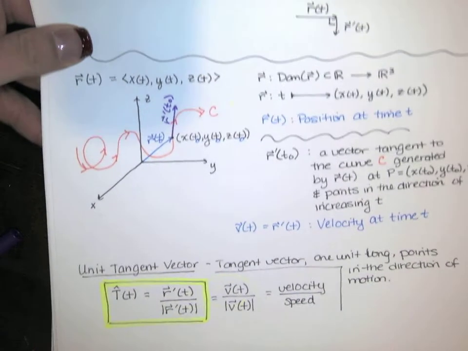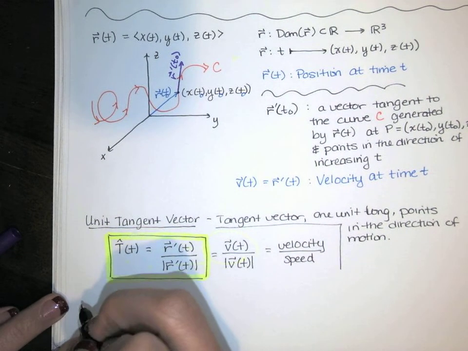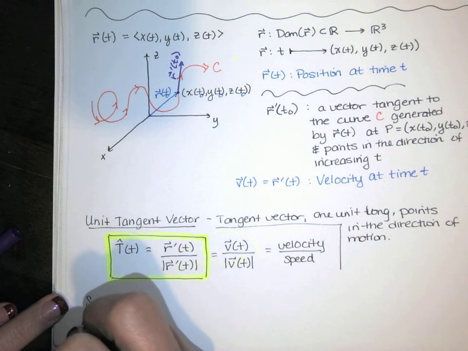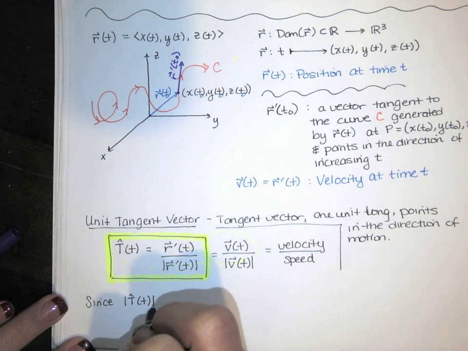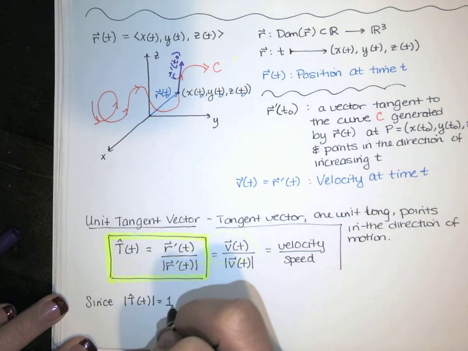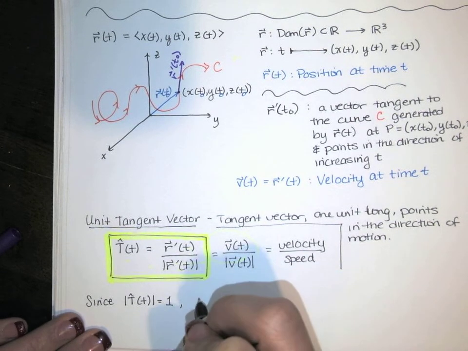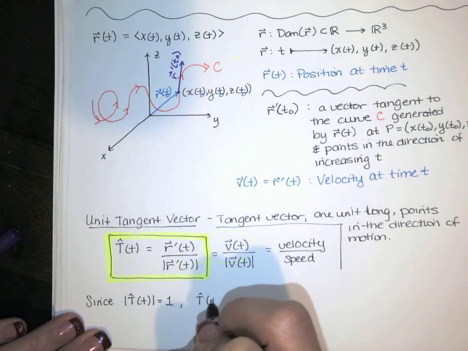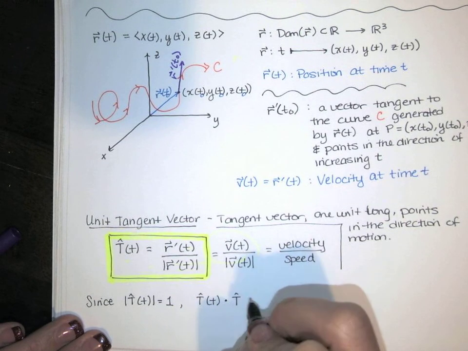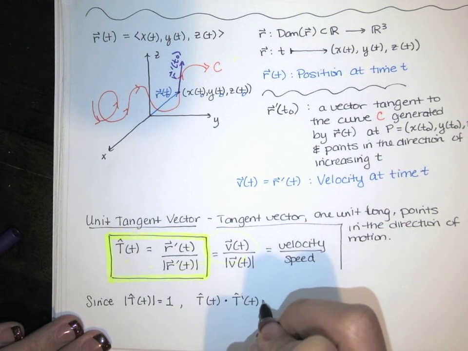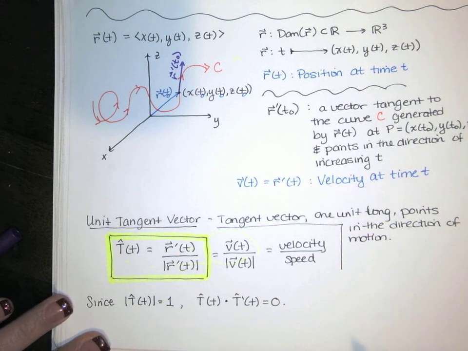So applying that to our unit tangent vector, since the length of my unit tangent is always equal to 1, that unit tangent and its derivative always meet at 90-degree angles.